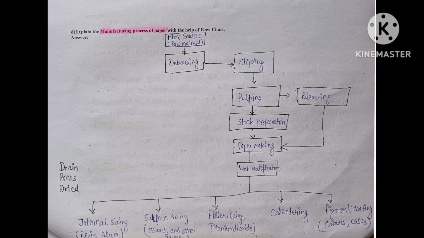After pulping there is stock preparation, then paper making, then web modification.